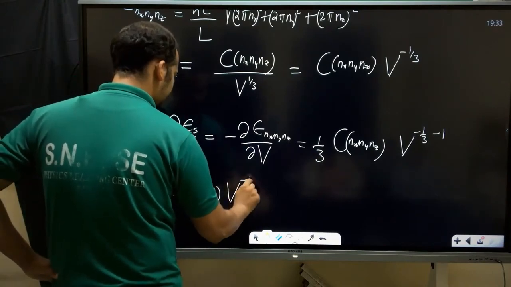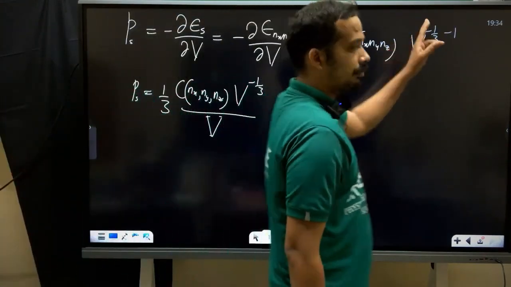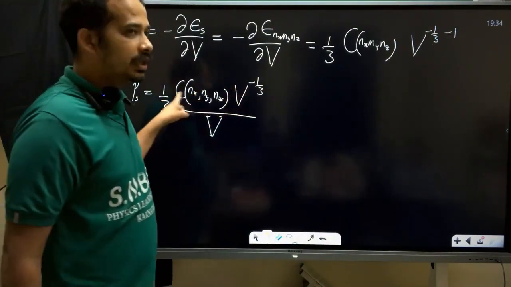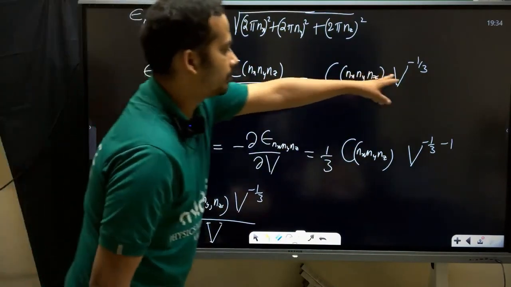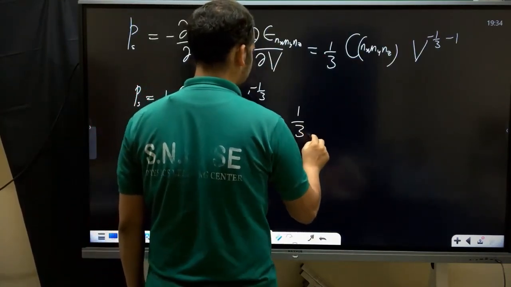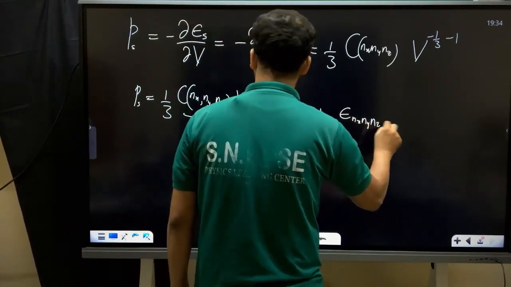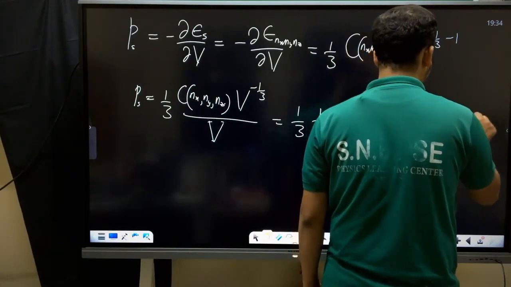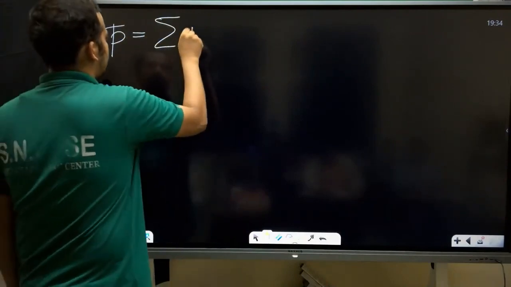So I'll write V power minus 1 by 3, and V power minus 1 I will take in the denominator: V power minus 1 by 3 into V power minus 1, that is 1 by V. I will keep 1 by V again. What is this one? This C into V power minus 1 by 3 is again the energy. That's nothing but 1/3 of 1 by V into again E(nx, ny, nz). Can I write like this? Or 1/3 of 1 by V times E.